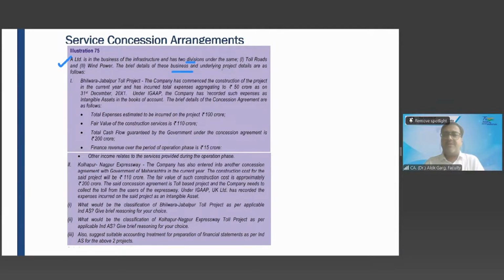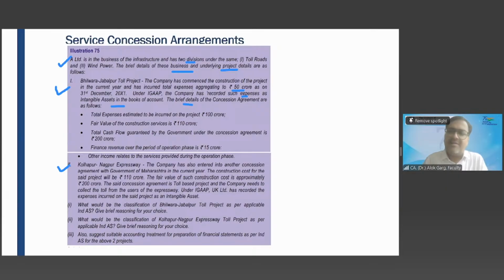The brief details of these businesses and underlying project details are as follows. Bhilwara Jabalpur toll project and Kolhapur Nagpur expressway. So there are two projects going on, and this entity A Limited, a private party, has built two toll projects. The company has commenced the construction of the project in the current year and has incurred total expenses aggregating to 50 crore as on 31st December 2001. Under IGAP, the company has recorded such expense as intangible asset in the books of account. The brief details of the concession agreement are as follows.